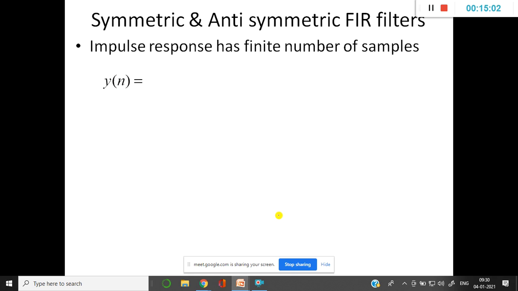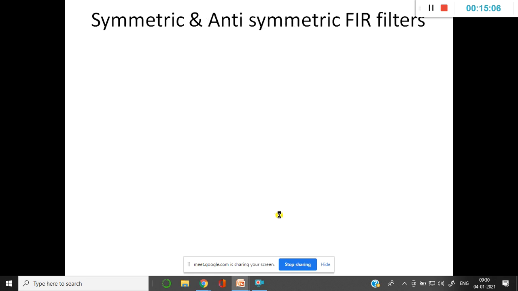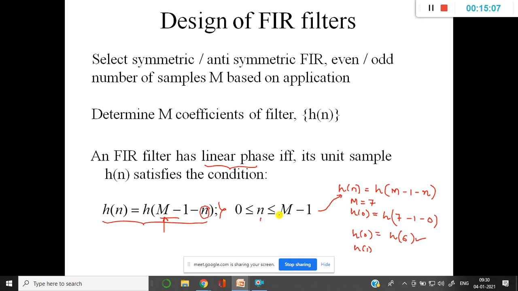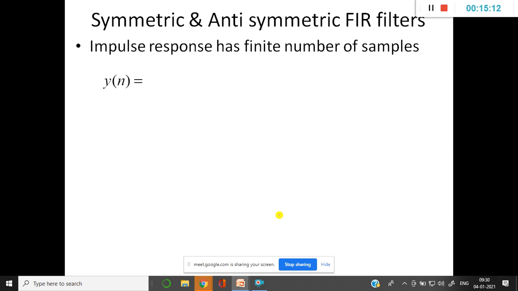So symmetric and antisymmetric, this is all about the symmetric and antisymmetric conditions. The antisymmetric condition is nothing but minus h of n. So in the antisymmetric case, h of n should be equal to minus h of M minus 1 minus n. If this condition is satisfied, then this is the antisymmetric condition, that's it.